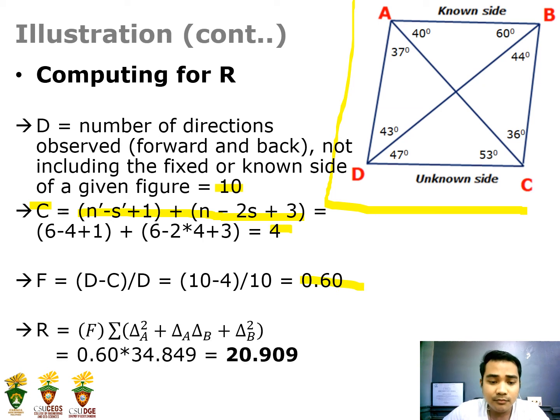For R, to solve for the strength of figure, we have F which is 0.60, and we also have the value of the summation of change in a squared plus change in a times change in b plus change in b squared, which is 34.849. We multiply that by 0.60, which is F, and we can have R to be 20.909. So that is the strength of figure for the fourth route that we considered earlier for illustration.